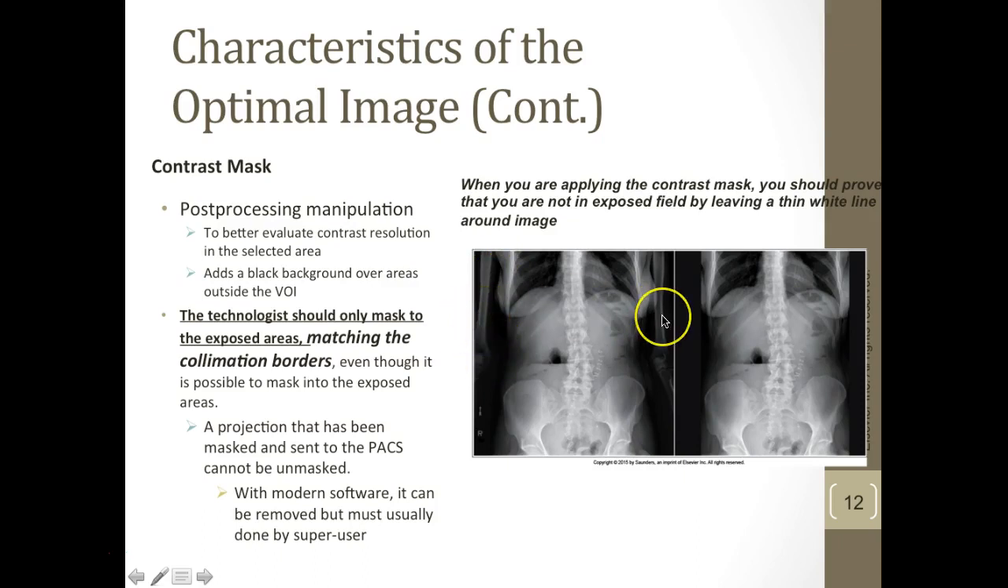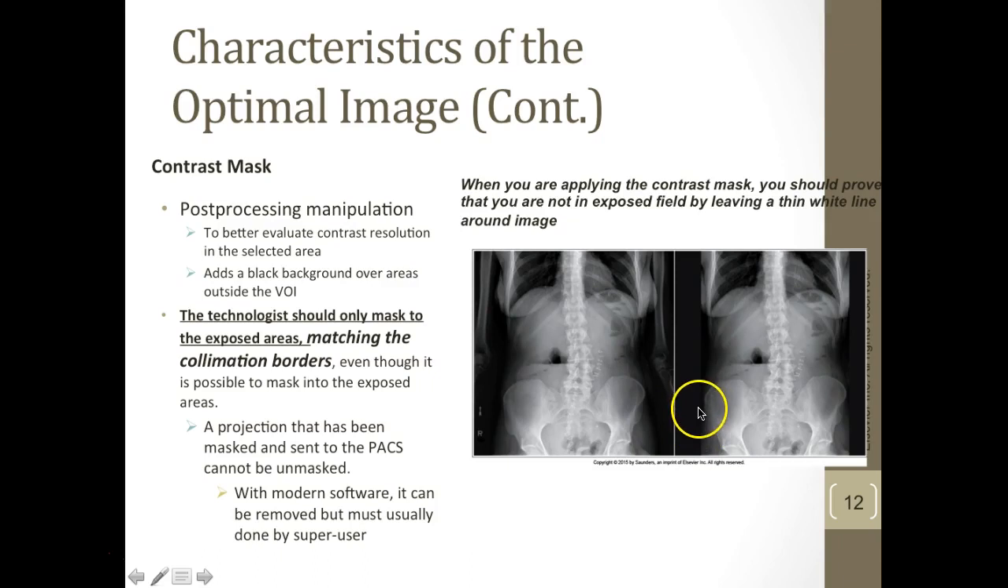So if you left the humeruses in the image, guess what? The radiologist is going to be reading humeruses, okay? So make sure you get those out. And also, they clipped off the marker and the upright by using the contrast mask. So you need to make sure that if you're going to do any kind of masking and your marker is going to be cut off, you need to make sure that you get that on there, okay?